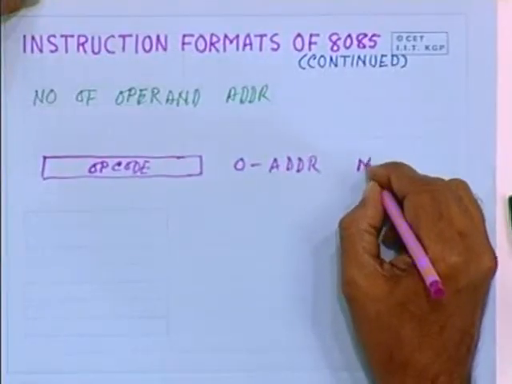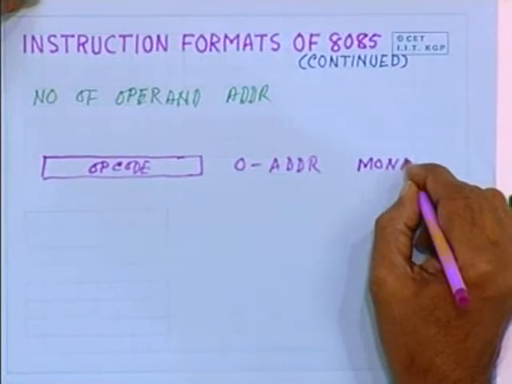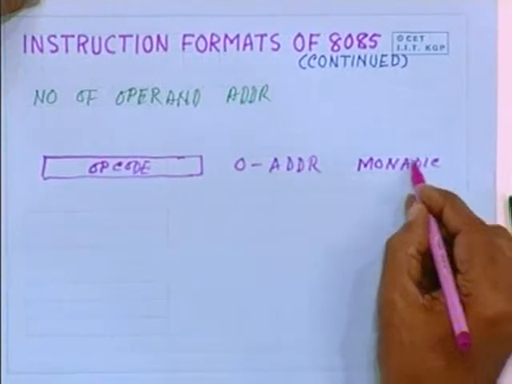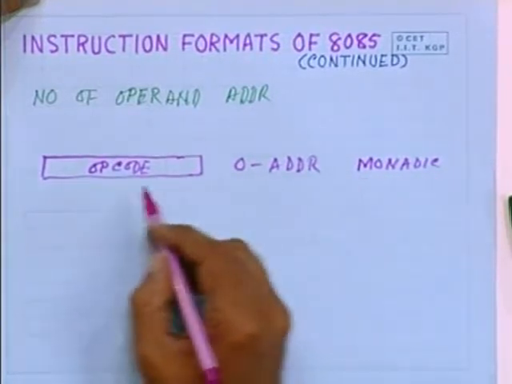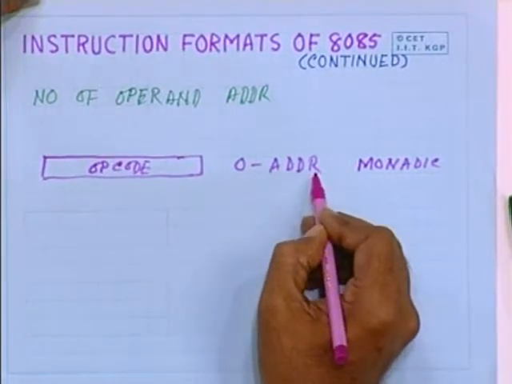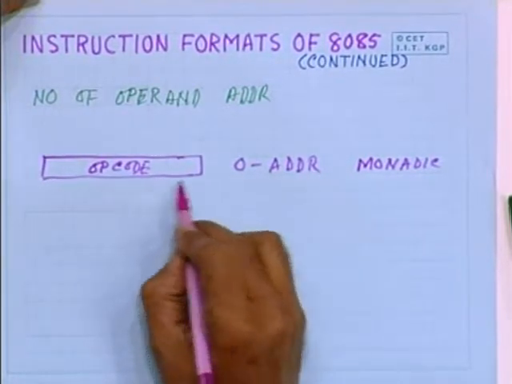So in this particular case, if the instruction is monadic in nature, monadic means it involves only one operand. For example, you have to complement a number, or you have to perform, say, shifting of a number. In such a case, it will involve only one operand, and that operand is stored in the accumulator. So in this case, it is called a zero address instruction. There is no need to explicitly specify the address.